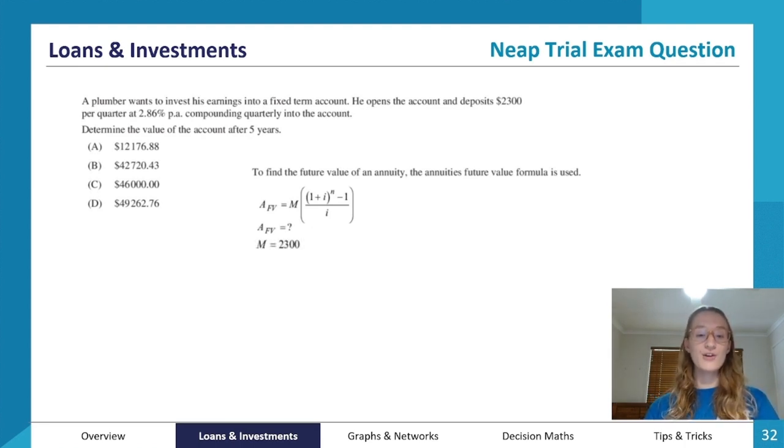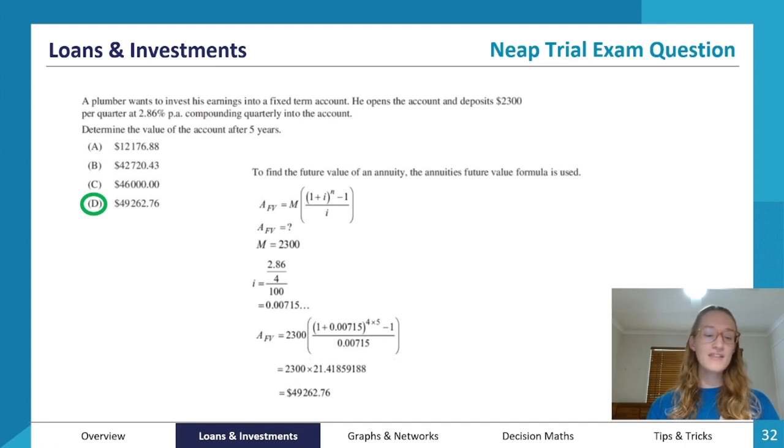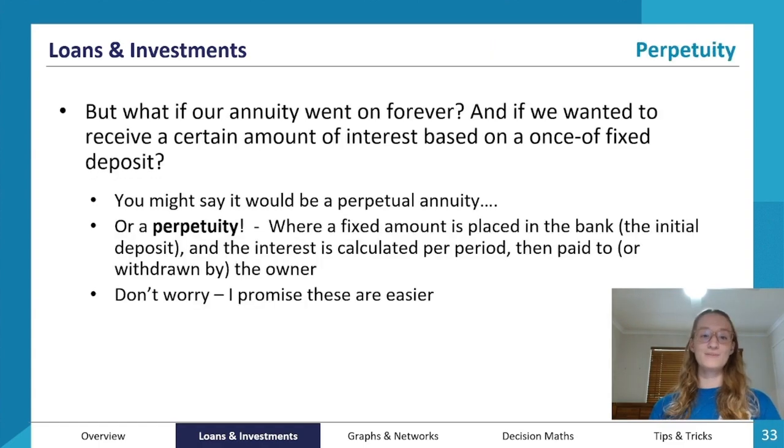The future value is unknown. We know that M, the deposits he's making every quarter, is $2,300. We know that I is 2.86 divided by 100, and then we're also dividing by 4 because it's quarterly compound. That gives us our decimal rate of interest. Then we can substitute into the equation, and that'll give us our answer, which is $49,262.76. So that's how I'd use the future value annuity formula to solve this question. That's pretty similar to what we just did before.